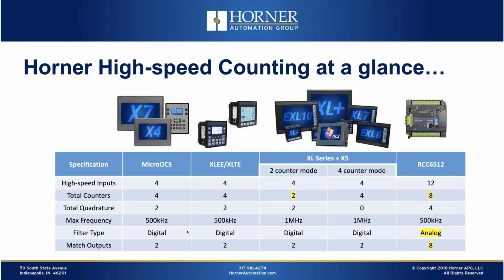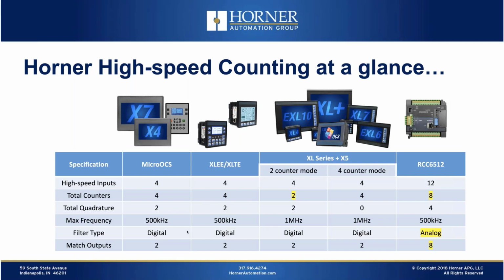All right, now let's take a look at a chart, because we always got to have charts, right? So here you can kind of see at a glance what the high-speed counting capability is of our products. I've kind of highlighted the areas where there's some differentiation, reminding folks that the XL series, while it has a very powerful high-speed counter built in 2-counter mode, it only supports a total of 2 counters. If you need 4 counters, you just need to make a firmware change or a firmware update.